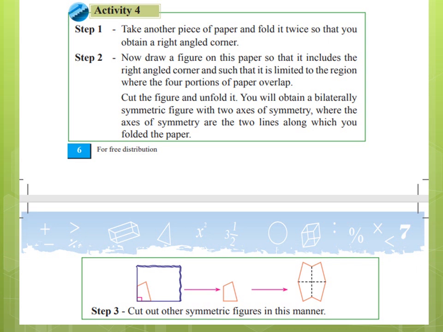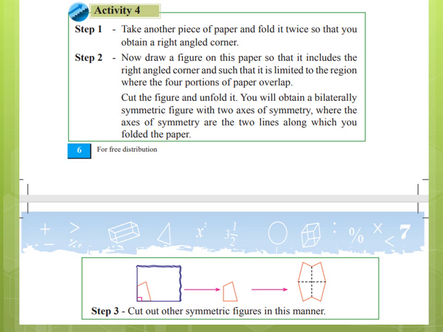Cut the figure and unfold it. You will obtain a bilateral symmetric figure with two axes of symmetry, where the axes of symmetry are the two lines along which you folded the paper. Step 3. Cut out symmetric figures in this manner.